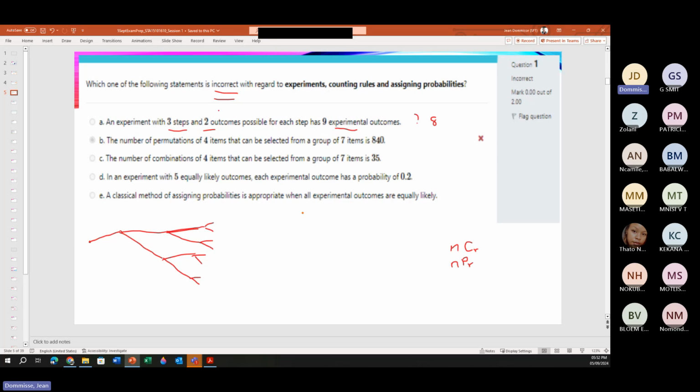So that is how we would have gotten there. This is how it will look. There's 1, 2, 3, 4, 5, 6, 7, 8 outcomes. So that is how the graph would have looked if we needed to sketch it. So that first one was actually the incorrect one. So not 9, but 8 outcomes.